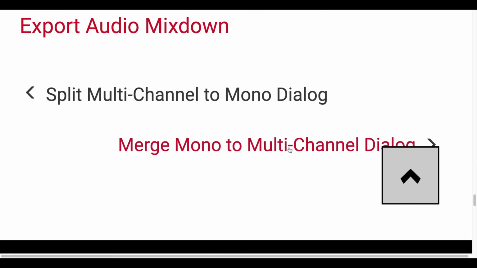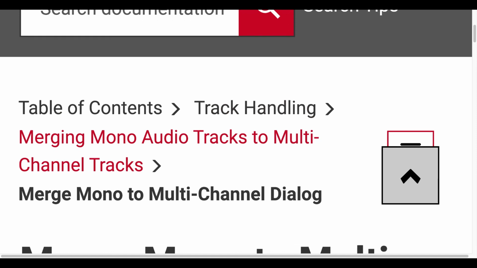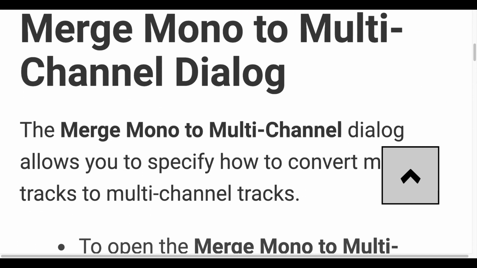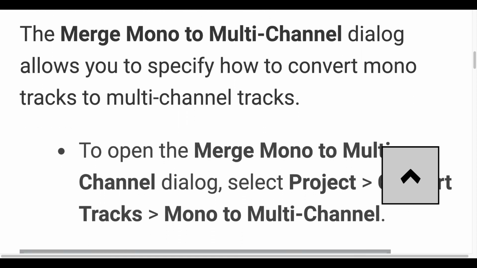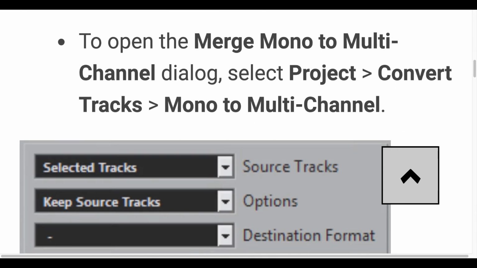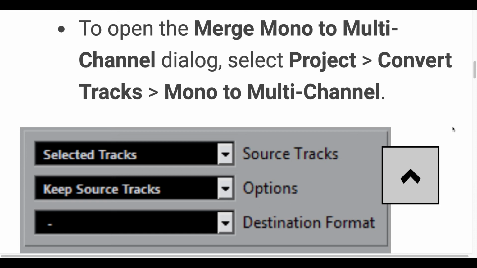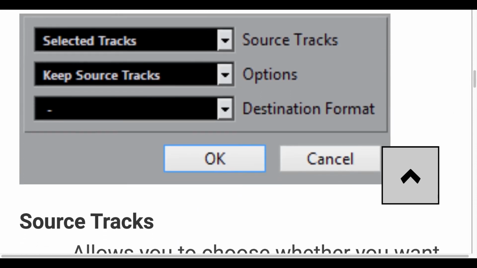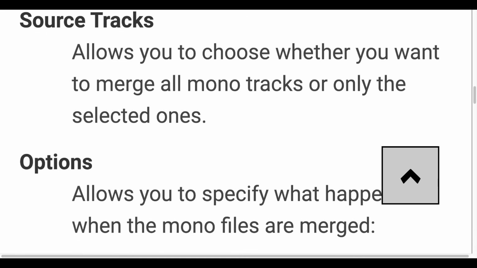Merge mono to multi-channel dialog. The Merge mono to multi-channel dialog allows you to specify how to convert mono tracks to multi-channel tracks. To open the Merge mono to multi-channel dialog, select Project, Convert Tracks, Mono to Multi-Channel. Source Tracks. Allows you to choose whether you want to merge all mono tracks or only the selected ones. Options. Allows you to specify what happens when the mono files are merged.